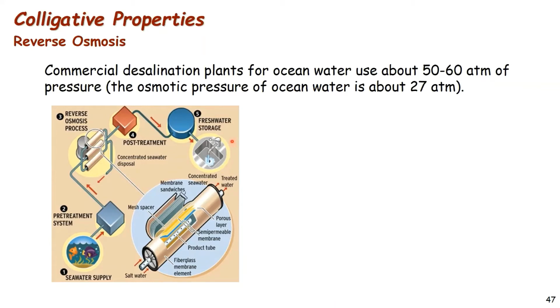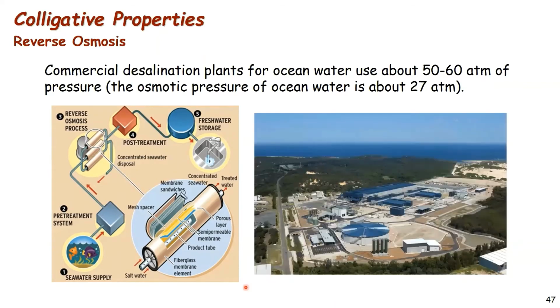Now, to give you an idea of the scale of these types of systems, this is one in California. There you can see the car right there, okay? These plants are absolutely immense to produce the amount of fresh water that we go through, okay? Each household goes through a tremendous amount of fresh water every day.